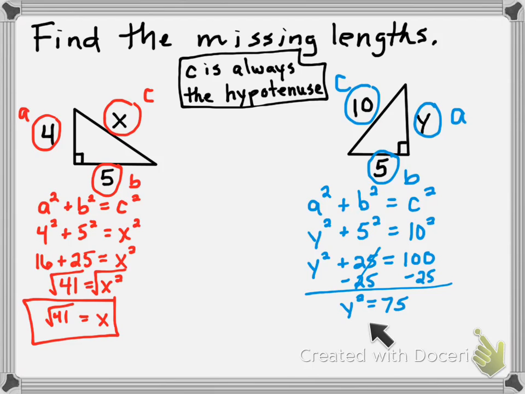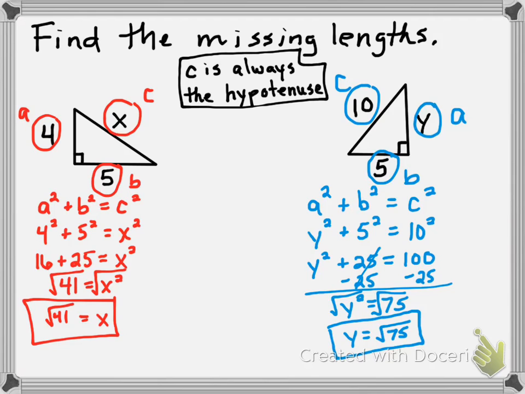And that gives me y squared equals 75. Now I have the square by itself, so I can square root both sides, and I get that y equals the square root of 75. And that's the length of this side. Now, if you note, the square root of 75 is less than 10. And it should be, because the hypotenuse is the biggest number, so the number I got shouldn't be bigger than 10. And it's not, so that's a good thing.